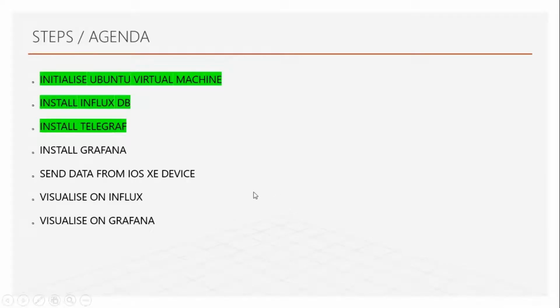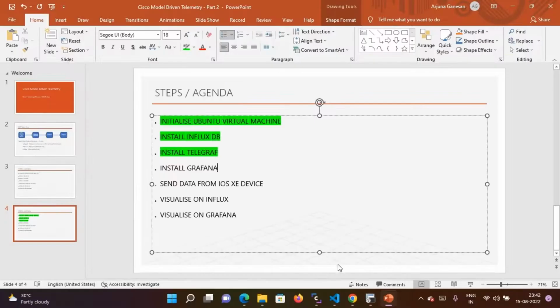So this is where we are right now. We have installed InfluxDB and Telegraf. The next step would be to install Grafana. So let's take a look at how we can install Grafana, right?